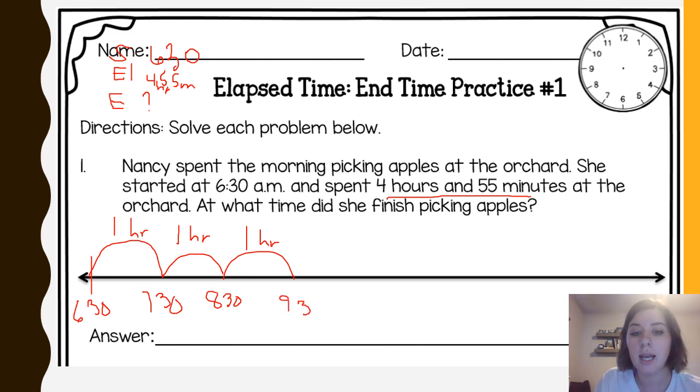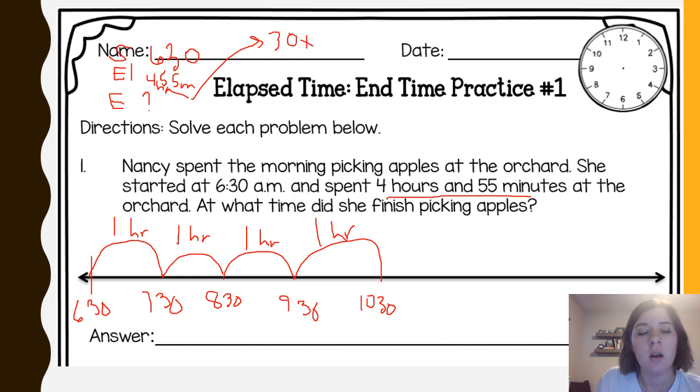Okay, I'm keeping in my head that I'm adding 4 hours and 55 minutes. I'm not there yet. I've only added 3 hours, so I'm going to add another hour. 9:30 plus an hour is 10:30. Now I need to add 55 minutes. Well, I'm going to break that up. I'm going to break 55 into 30 plus 25, because that's how my brain did it. Maybe you break it up into 30 plus 10 plus 10 plus 5.